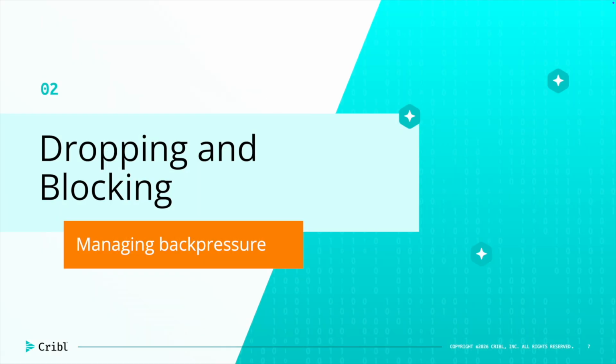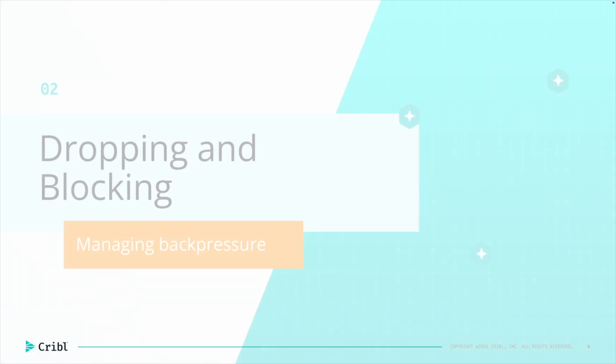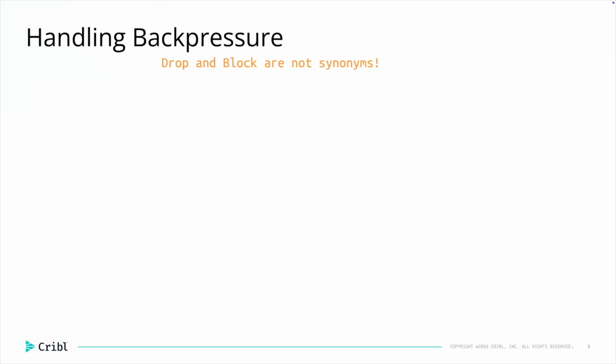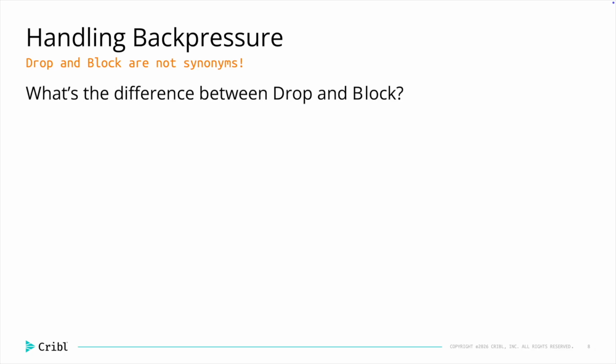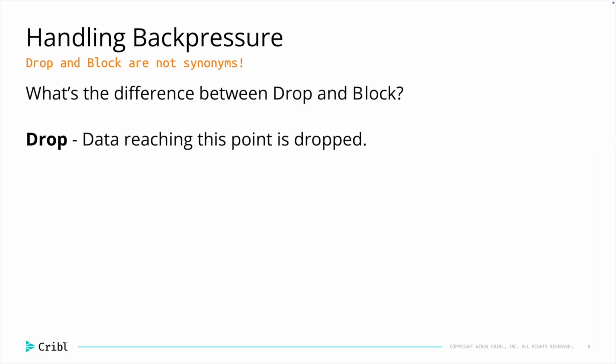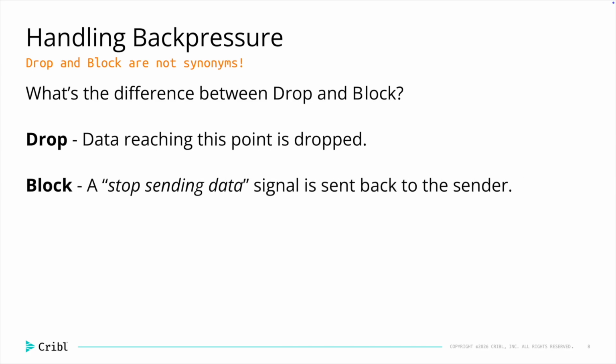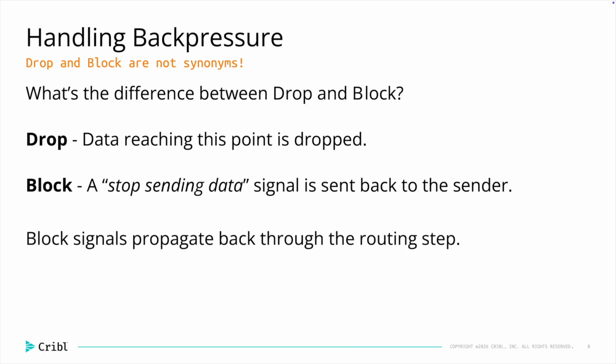Up next, we have the difference between drop and block backpressure options. When it comes to handling backpressure, drop and block are not synonyms. With drop enabled, data that reaches a certain point is dropped. With block enabled, a stop sending data signal is sent back to the sender, and this means that block signals propagate back through the routing step.